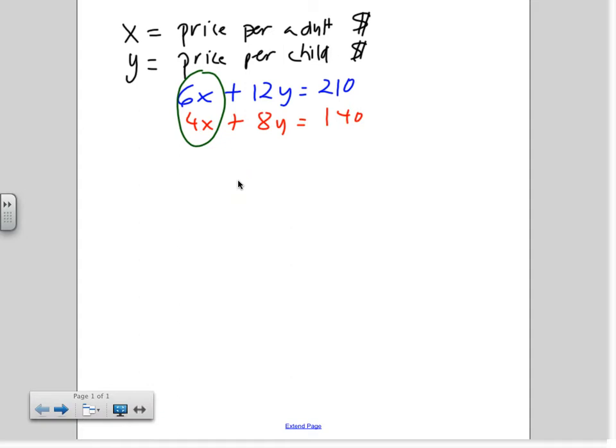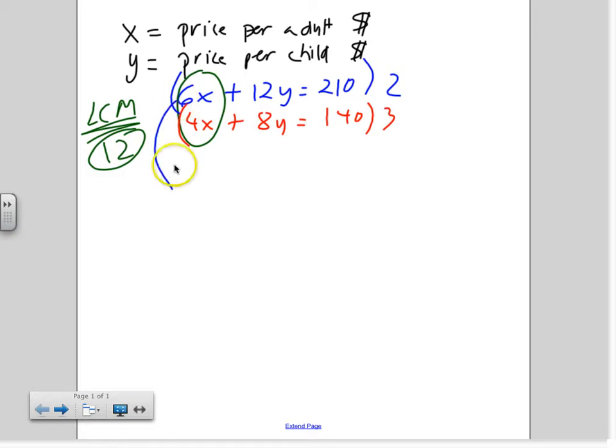Now, what should we do next then? LCM, very good. Least common multiple. What is the LCM for 6 and 4? LCM, not the lowest common denominator. Or wait, no, I'm sorry. LCD is LCM. Never mind. What is the LCM for 6 and 4? 12. So 12 is my target number, and if I want to make everything 12, what should I multiply the top with? 2. What about the bottom equation? 3. By 3. So watch what happens.